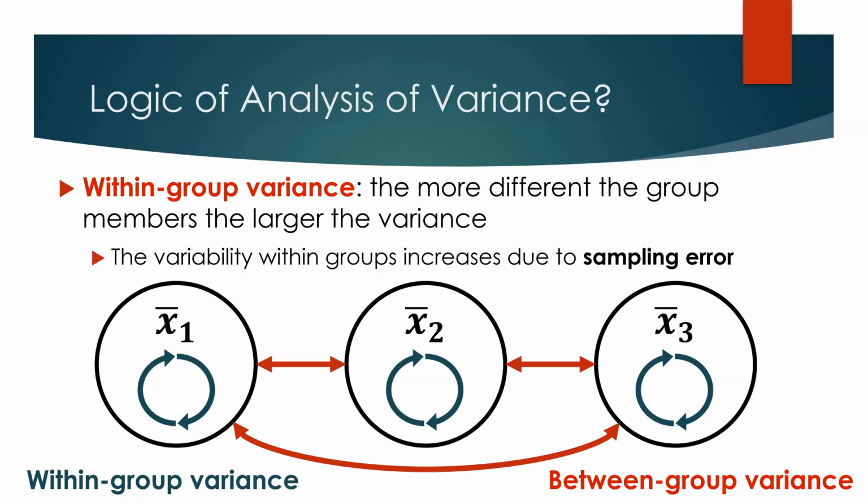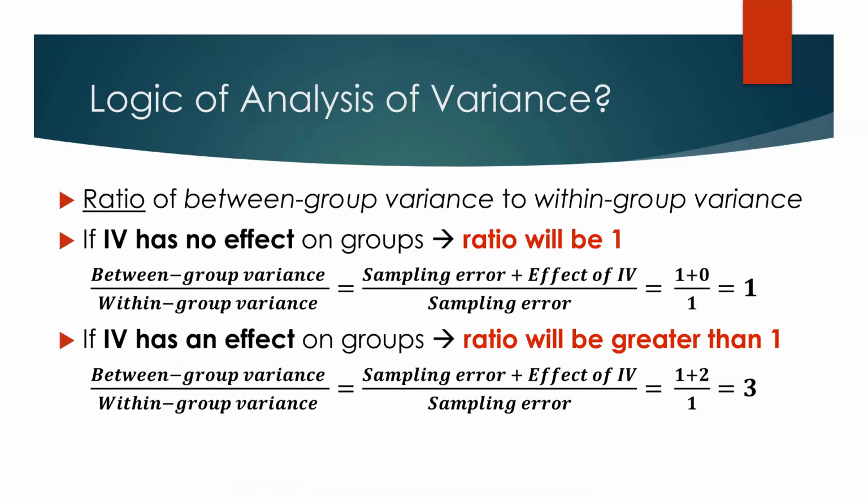So how do between group variance and within group variance come together in an analysis of variance? Here's how we can tie things together. An analysis of variance essentially takes the ratio of how much between group variance you have compared to how much within group variance you have. Now, just to speak as simply as we can, if your independent variable has no effect on your groups, then the ratio of between to within group variance is going to be 1. Look at the bottom comparison here to illustrate this.